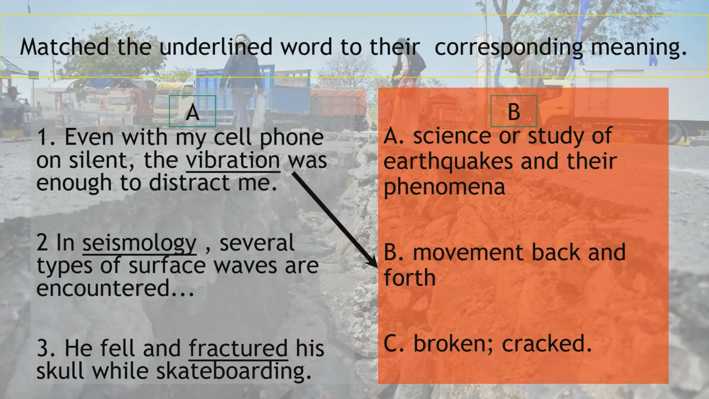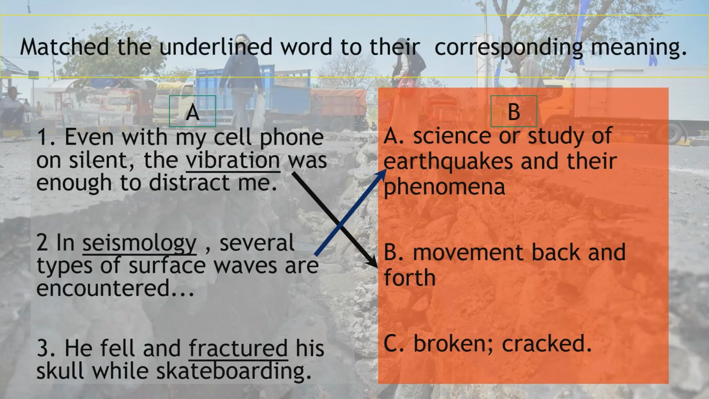Number 2, in seismology, several types of surface waves are encountered. So what is the meaning of the word seismology? Very good. That is letter A. So when we say seismology, it is the science or study of earthquakes and their phenomena.